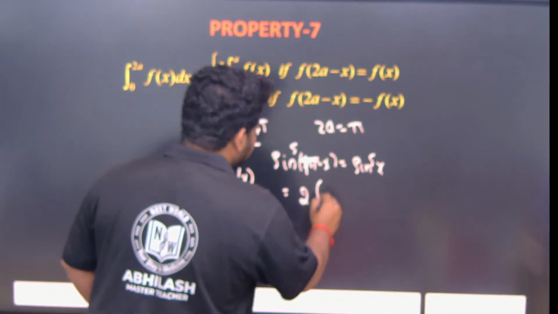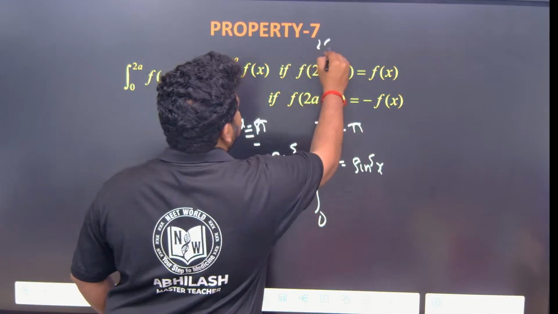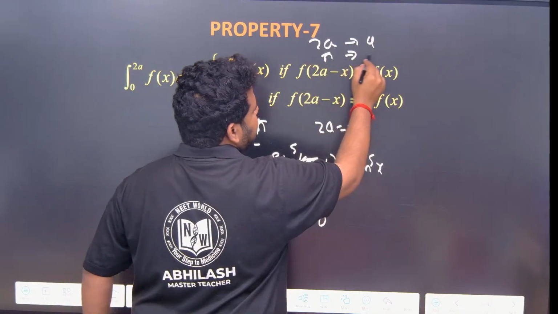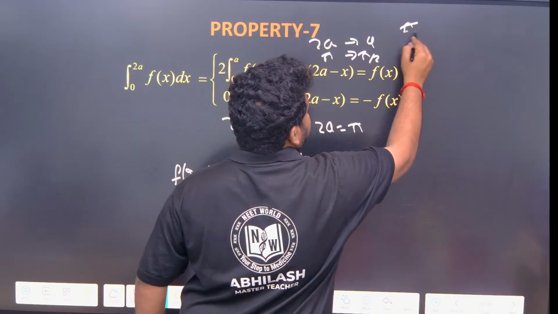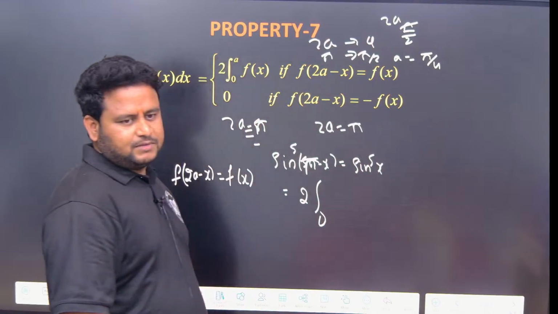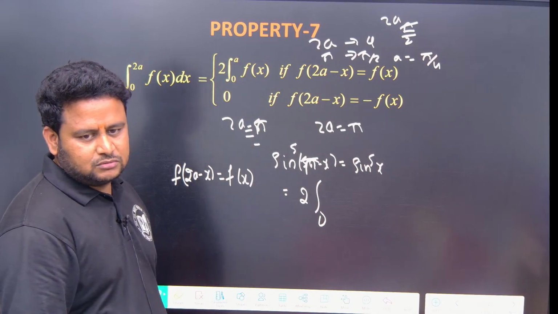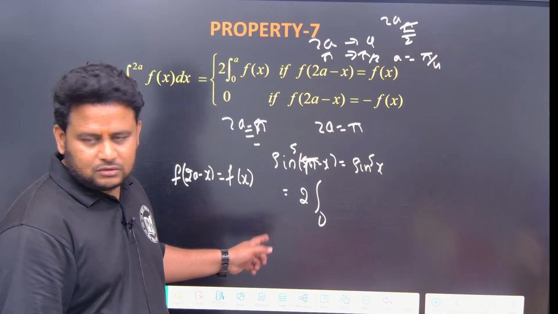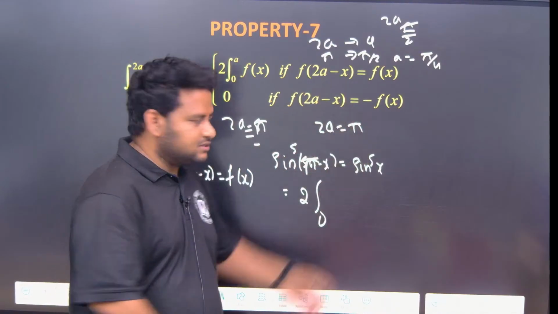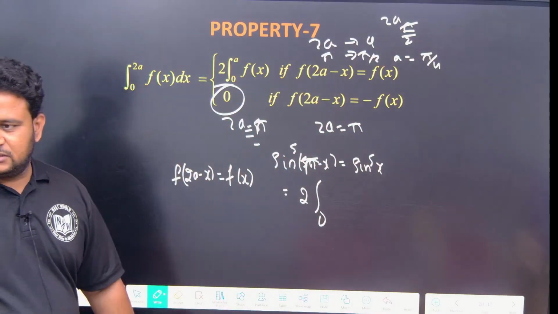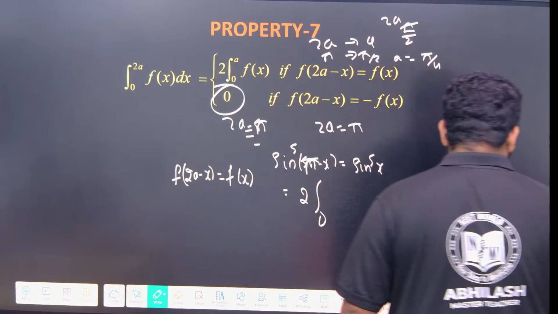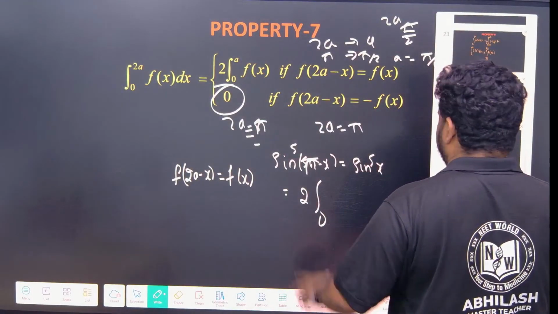2 times 0 to pi means instead of 2a, you are writing a. Instead of pi, what will you write? Pi by 2. Suppose pi by 2 is given, that is 2a. Okay, a means pi by 4, just like that, but mainly we will go for pi by 2, that's all. Understood everyone why I am writing 2 times 0 to pi by 2? If f of 2a minus x is f of x, but if f of 2a minus x is coming out to be minus f of x, the answer will be 0. Okay, clear? Understood everyone? This property is important.